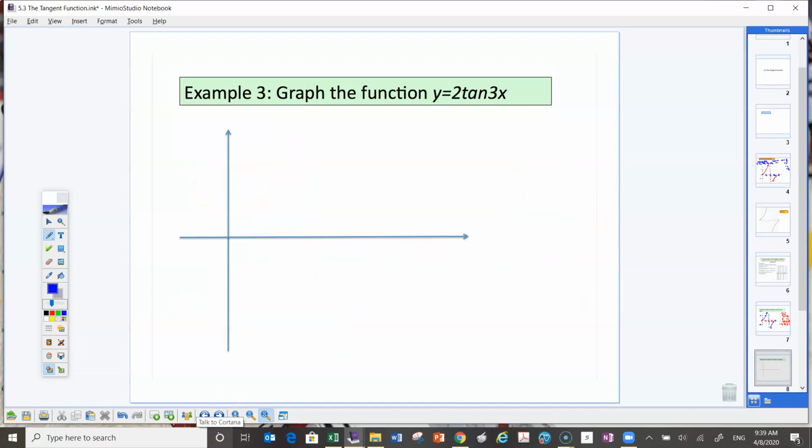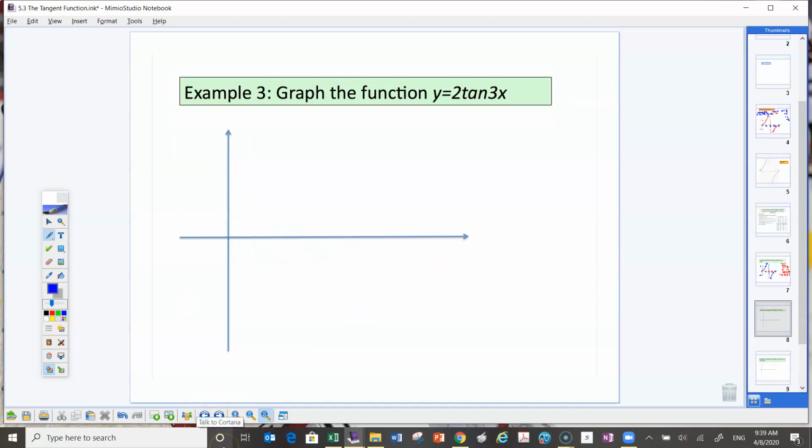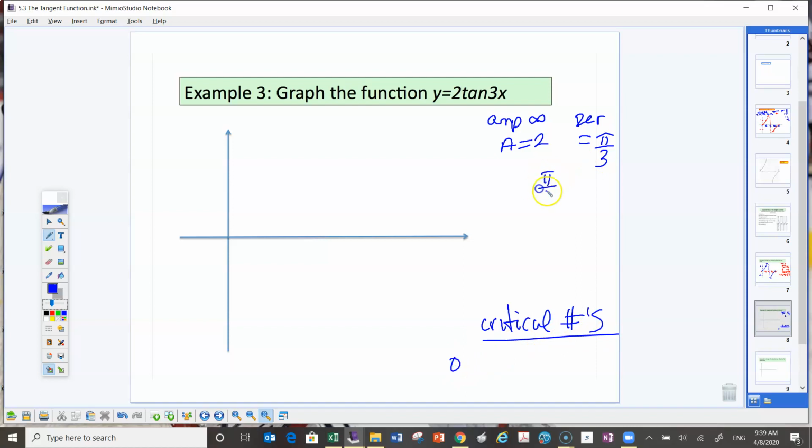Okay, let's try one more. And in this one, actually we have 2 more. Again, my amplitude is undefined, but a is equal to 2. The period is going to equal pi over 3. So to find my critical numbers again, we start at 0. We take the period, which is pi by 3, and times it by 1/4, which is going to be pi by 12.